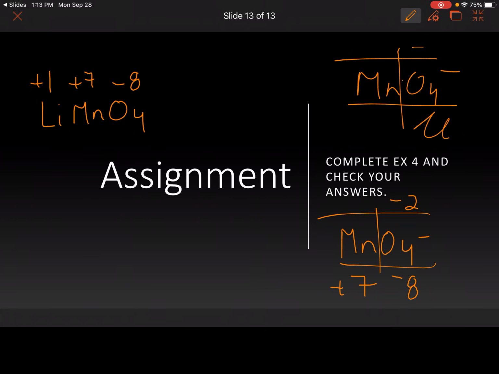So you have to practice those. You can Google other videos for that if this is still confusing for you. Exercise 4 is assigned, and the answer key is posted. So check your work, and then when you're in class, if you still have questions, we can go through things. You do want to get this skill down because we're going to use it in our next concept. Okay, thanks everyone.